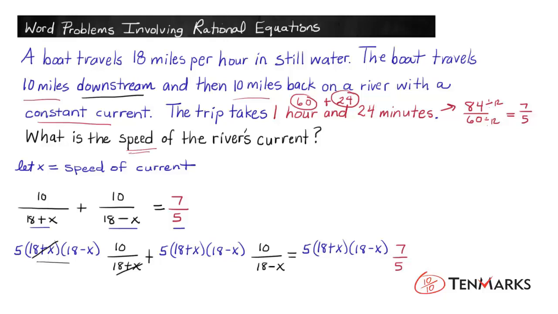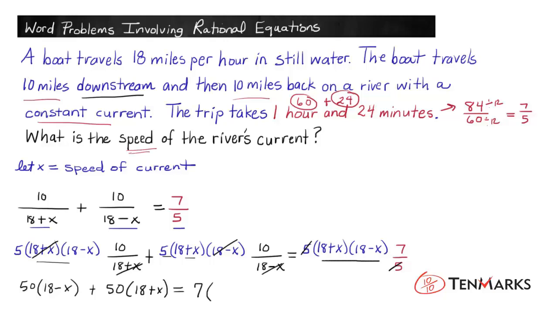So for our first term after it's reduced, that'll give us 5 times 18 minus x times 10, or just 50 times 18 minus x. For the second term, when we multiply by the least common denominator, the 18 minus x and the 18 minus x will reduce to 1. And that's going to give us 5 times 18 plus x times 10, or just plus 50 times 18 plus x. And then for the last term, or the expression on the right-hand side of the equation, we're going to have the 5 and the 5 reduce, and that'll give us 18 plus x times 18 minus x times 7, or 7 times this conjugate pair, which I'm going to go ahead and multiply together.